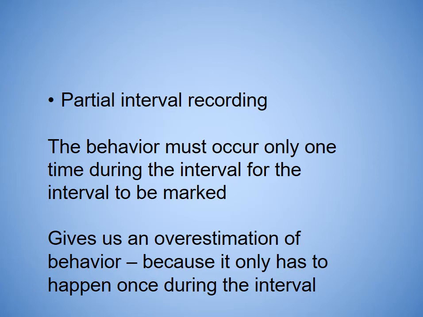The behavior must occur only one time during the interval for the interval to be marked. This gives us an overestimation of the behavior because it only has to happen once during the interval. So in our example, Jam only has to be in the seat, let's say, for 2 seconds out of that 30 seconds, and we can mark it as occurring. As an analyst, I sometimes will use this with problematic behavior to overestimate how much is actually happening. But again, that's not a rule.